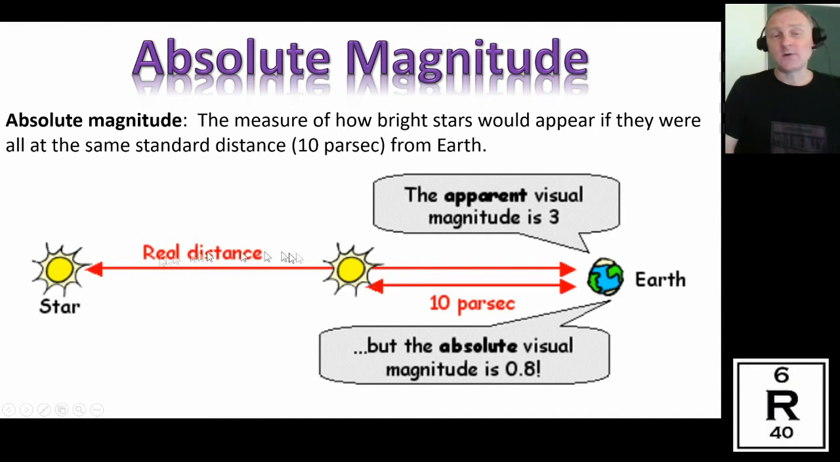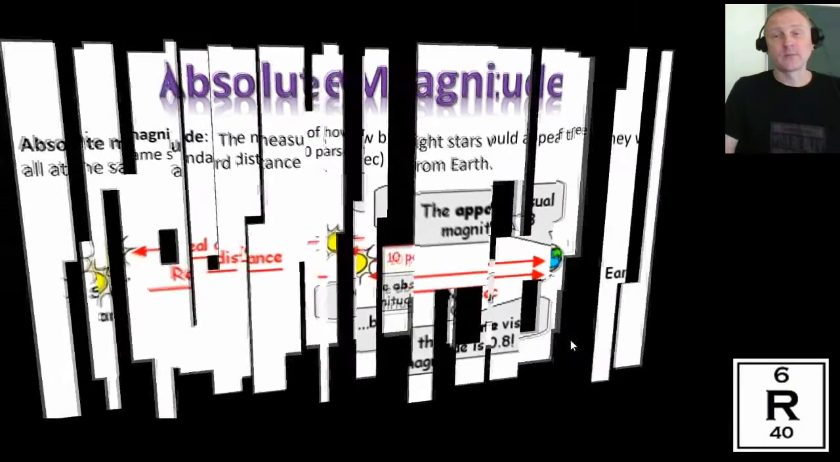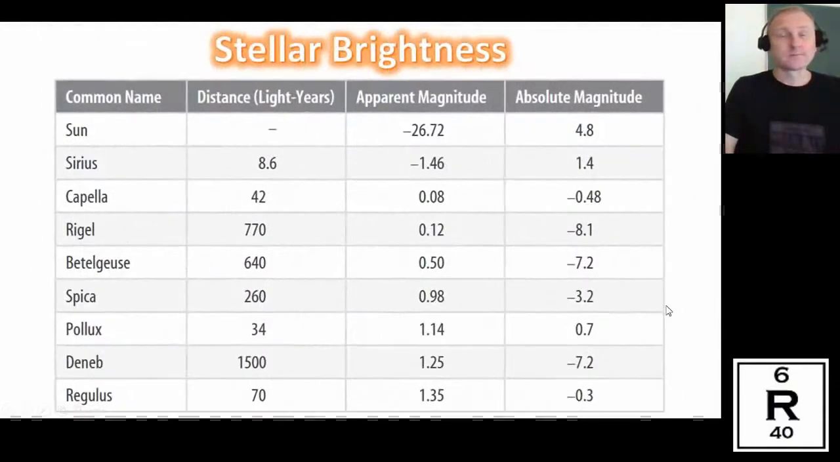So we have to know the distance, and it's a little math formula that you're going to take the distance and you're going to take the apparent magnitude to calculate what the absolute magnitude would be. Here's a table of stellar brightness. I'm not going to ask you to memorize this table. I'll give you this table, but you need to know how to read it.